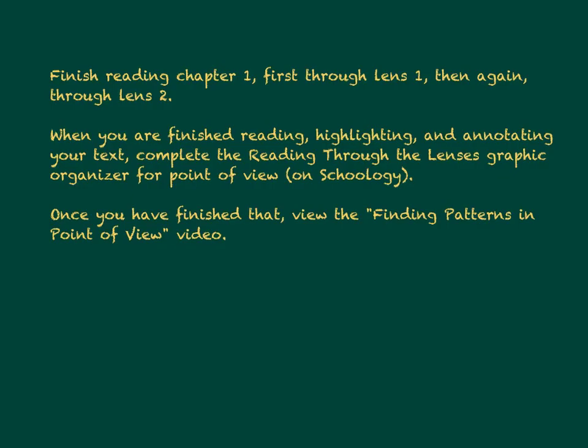So what's next? You're going to finish reading Chapter 1, read it first through Lens 1, and then again through Lens 2. When you're finished reading, highlighting, and annotating your text, complete the Reading Through the Lenses graphic organizer for point of view. These graphic organizers are on Schoology in the nonfiction literature unit in the materials. Once you finish that, look for the Finding Patterns in Point of View video, and that will take you through the next step.